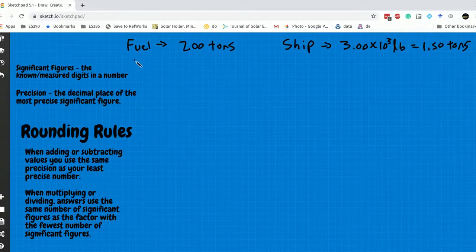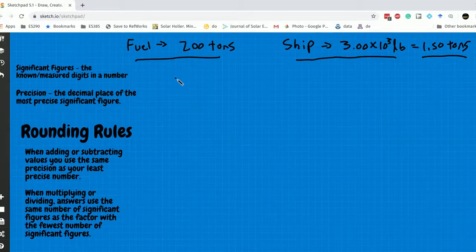First, we have 200 tons of fuel. That's the amount of fuel that's required for the Mars orbiter to complete its mission. And we also have the weight of the spaceship minus the fuel, which is 3,000 pounds. Now, it turns out that 3,000 pounds is also equal to 1.5 tons. So I've also written down that value so that we can use it in the calculations in this video.